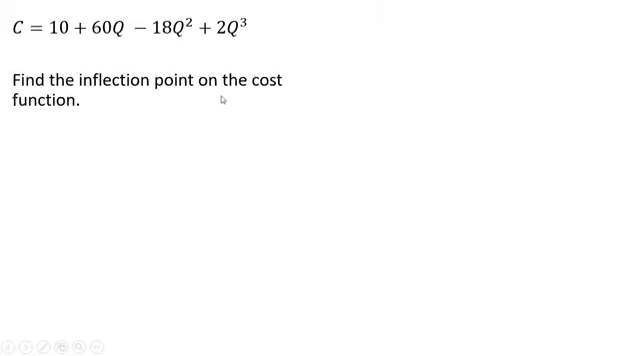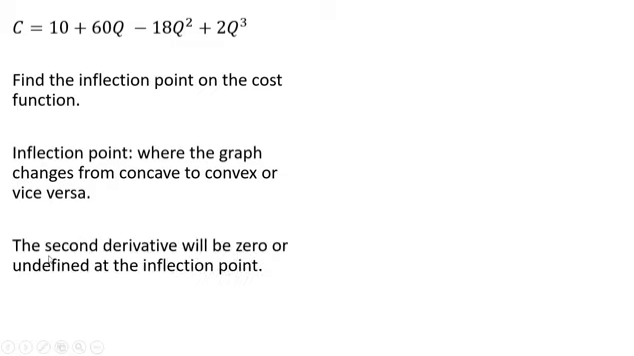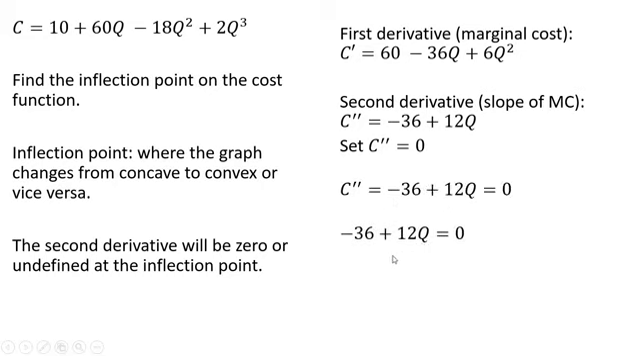We want to find the inflection point on this cost function. So this is going to be where the graph changes from concave to convex, or vice versa. The second derivative will be 0 or undefined at the inflection point. First derivative, second derivative, set the second derivative equal to 0. Solve for q. Q equals 3, so at q equals 3, we are at an inflection point.